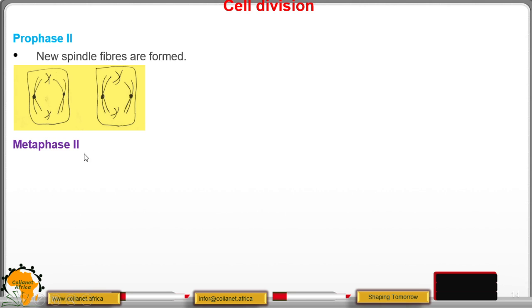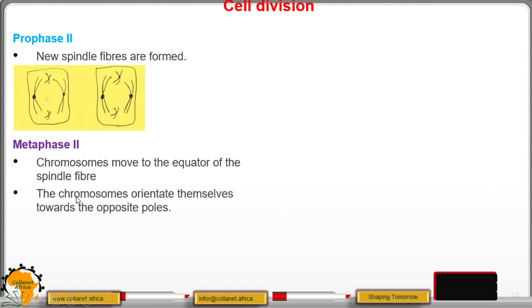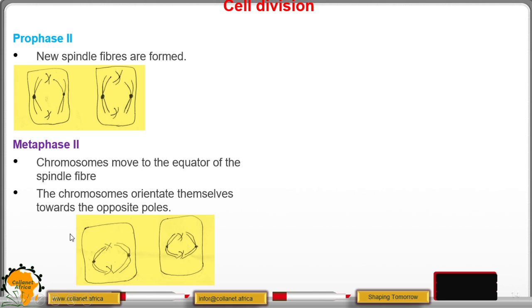Then in metaphase 2, the chromosomes move to the equator of the spindle fiber. After that, the chromosomes orientate or arrange or position themselves towards the opposite poles. So you see the chromosomes are at the equator, but at the same time they are positioning themselves at the opposite poles.